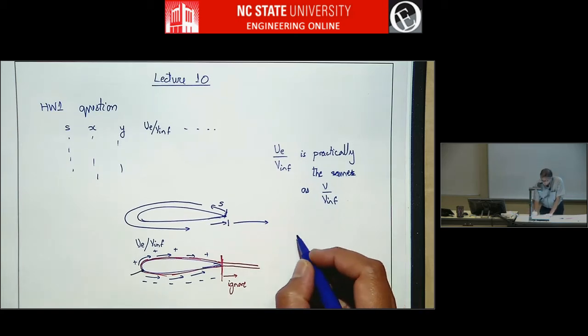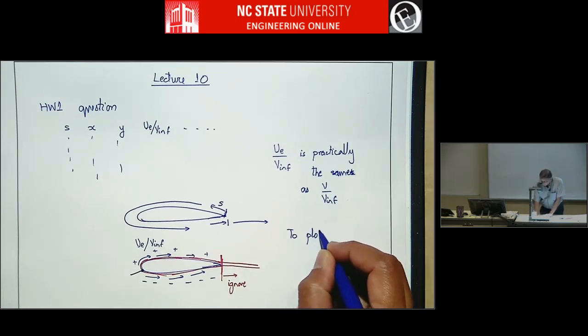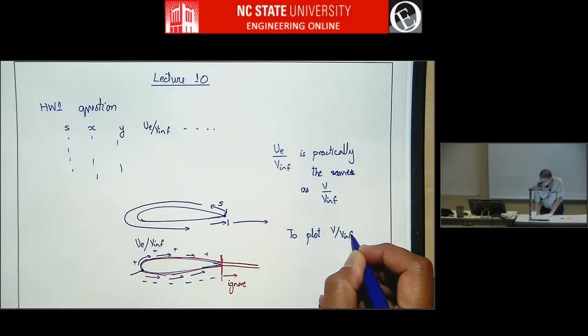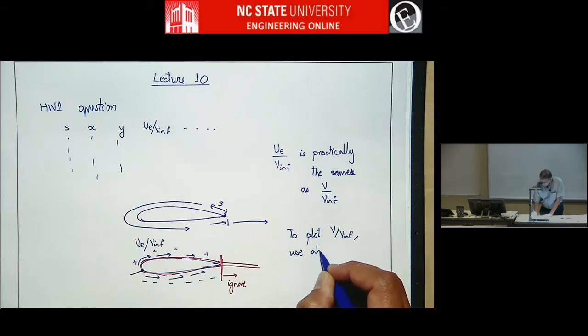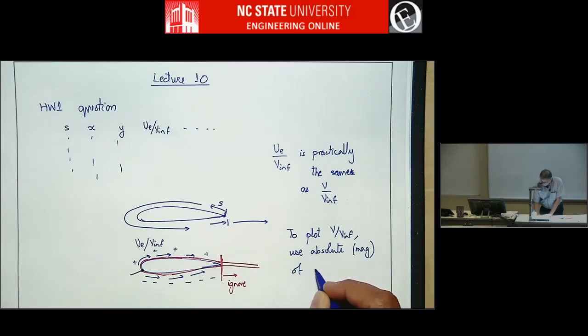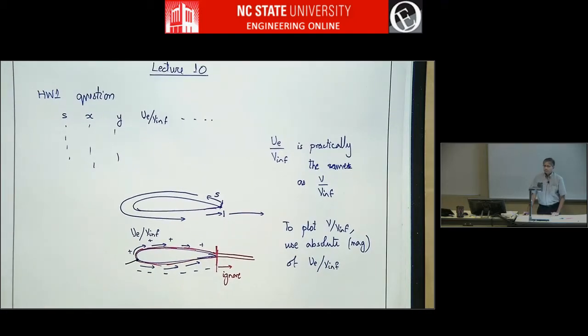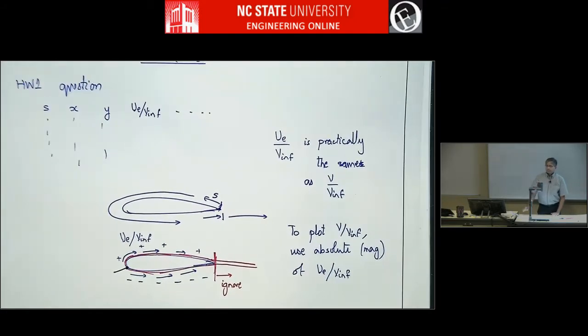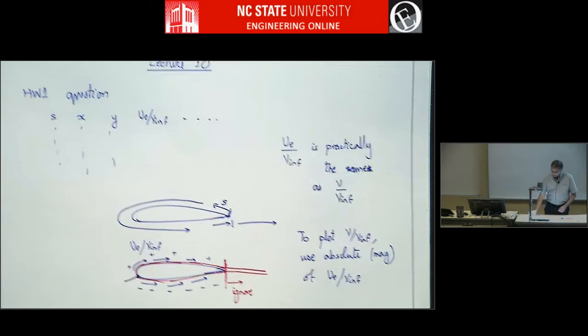Because it's a data file from X-foil, it's got negative here. So to plot V over VINF, use the absolute value or magnitude of UE over VINF. Okay, but the question I had was, you do want the non-dimensionalized velocity graph, right? Because you just had plot V. So I didn't know if you wanted me to find a free stream and multiply. No. Correct. When I say V, it usually is a short form for V over VINF. Okay. All right.